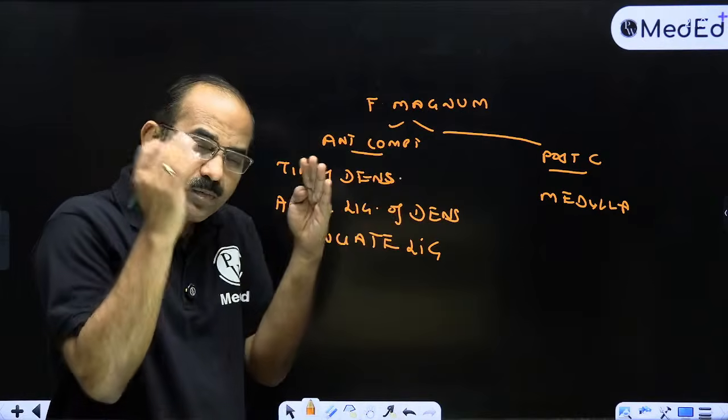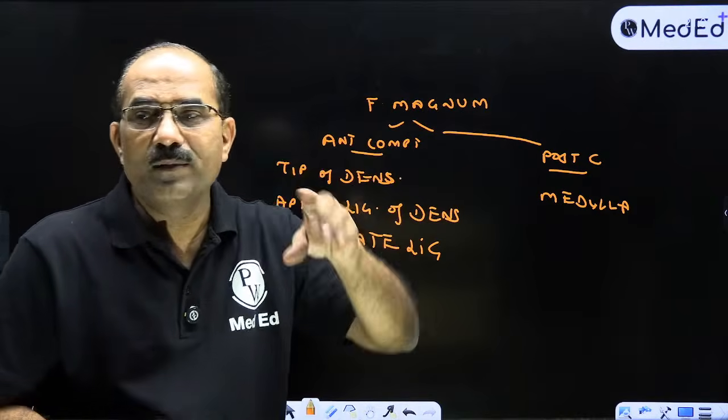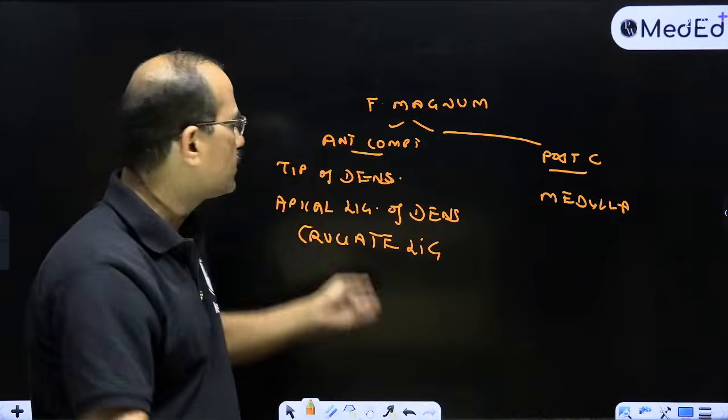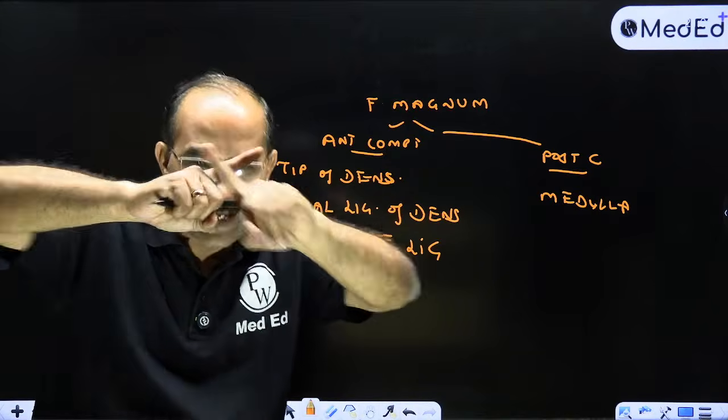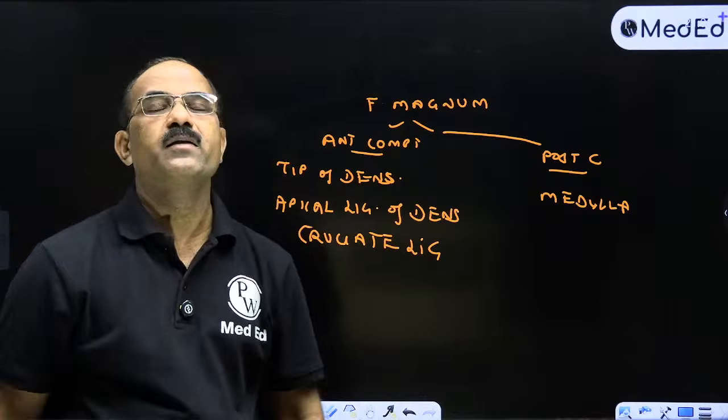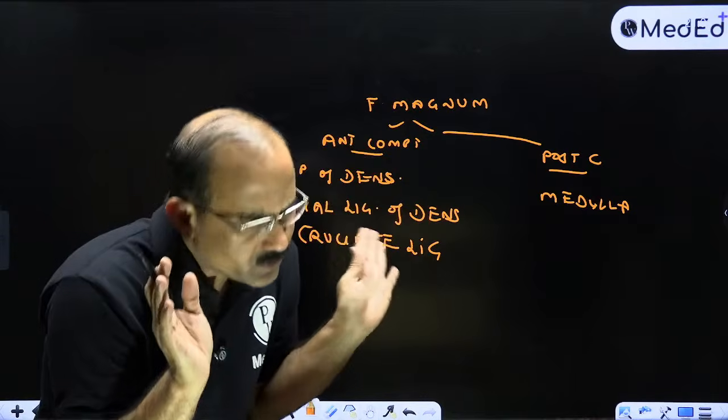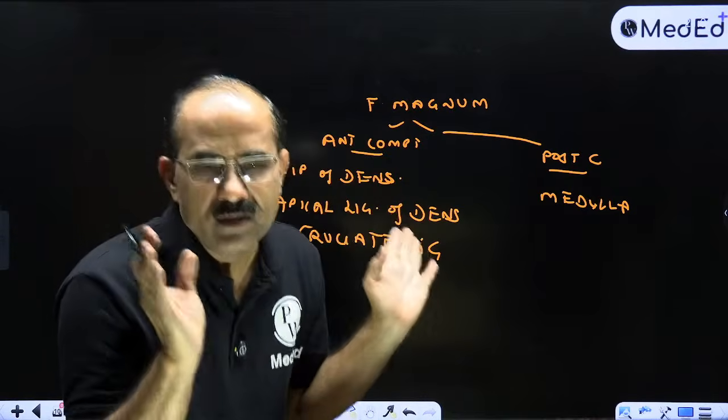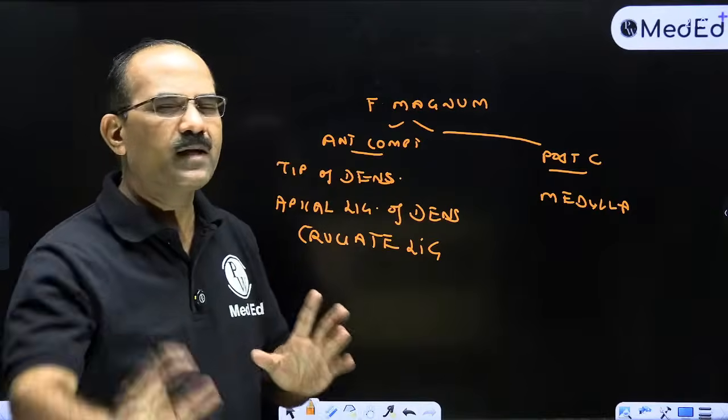Okay, so to keep the dens in position, there are two ligaments that hold the dens in position. One is the apical ligament of dens and the other is an X-shaped ligament, that's the cruciate ligament. Because of this the dens remains in its place, it doesn't move like this. Fine, I'll just finish this.